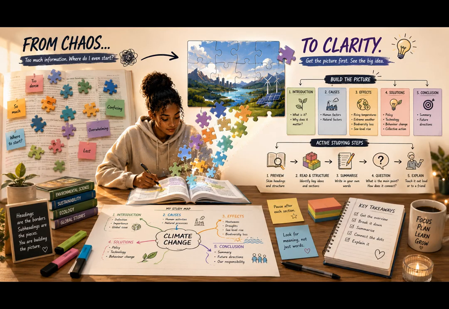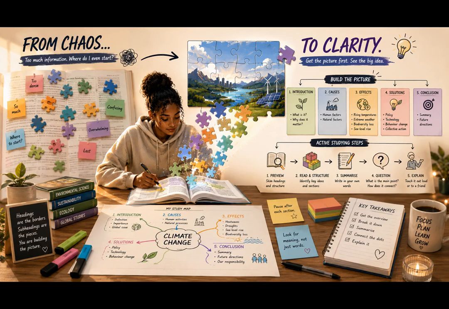Each heading divides the text into a meaningful chunk. Within those, subheadings might explore further details. Under effects, you may have sections on heat waves, droughts, sea level rise, and ecosystem collapse. With this structure in place, your mind can begin to see how the pieces fit together.